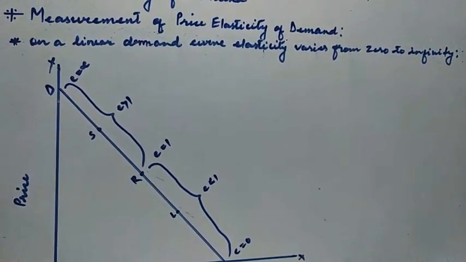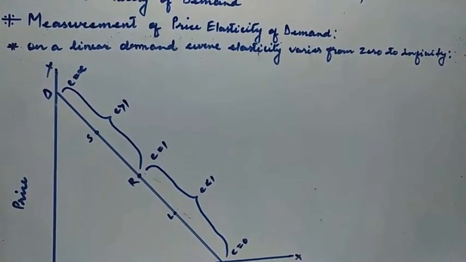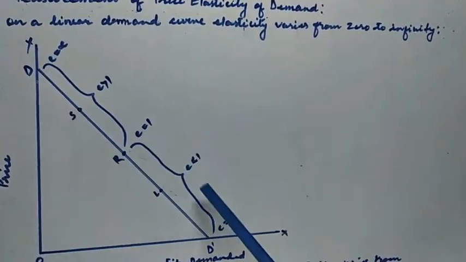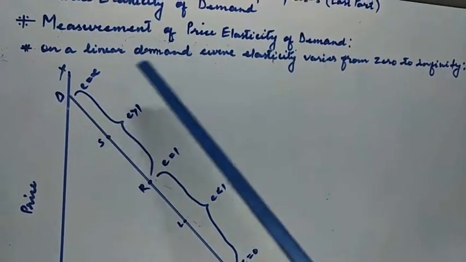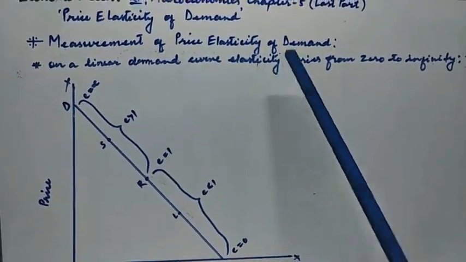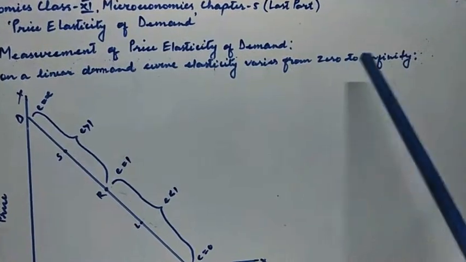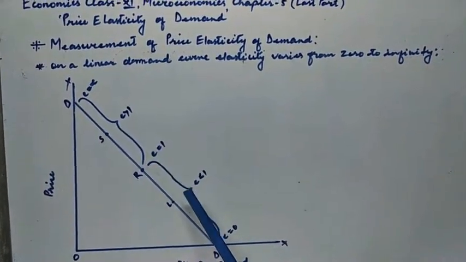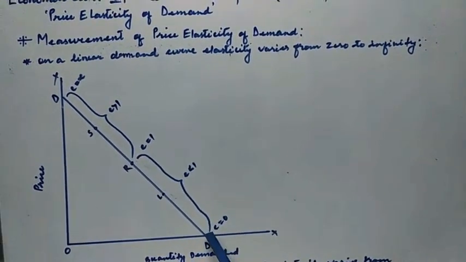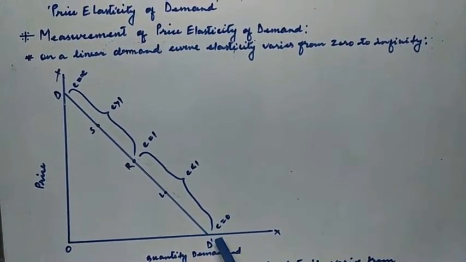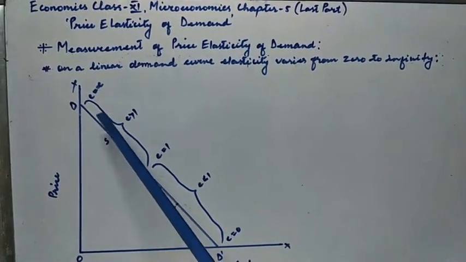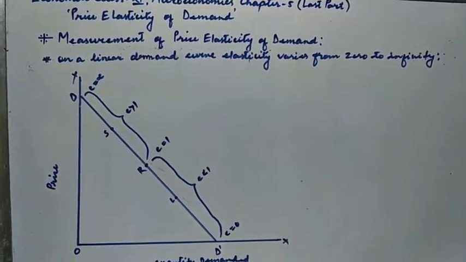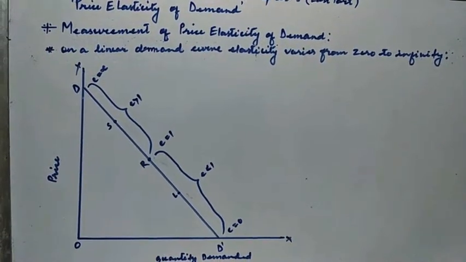So we shall see some of the characteristics or features of a linear demand curve, that is DD dash. On a linear demand curve, elasticity varies from 0 to infinity. In this linear demand curve, elasticity varies from 0, which is at point D dash, to infinity, which is at point D. So let us see the different cases one by one.